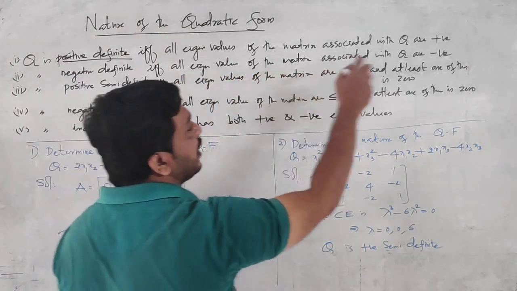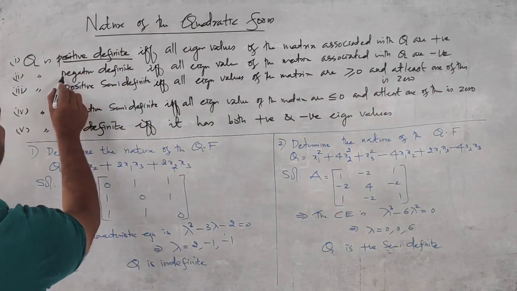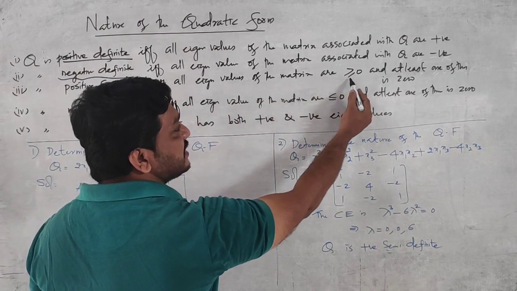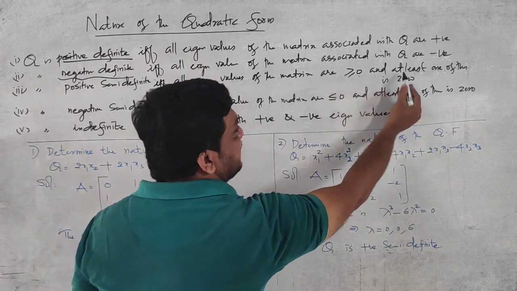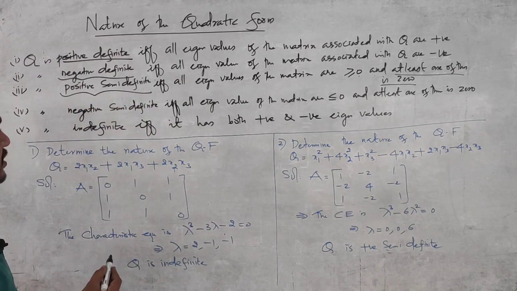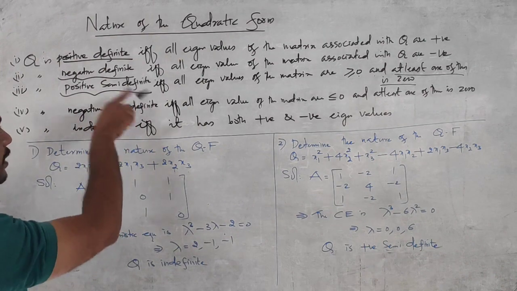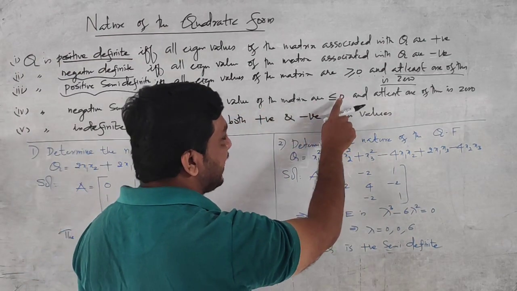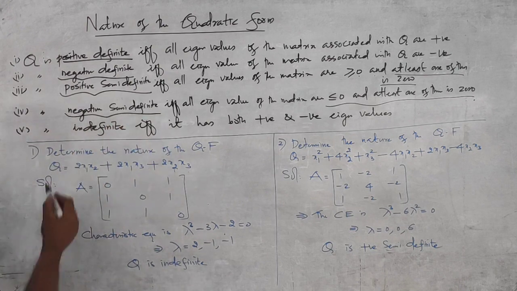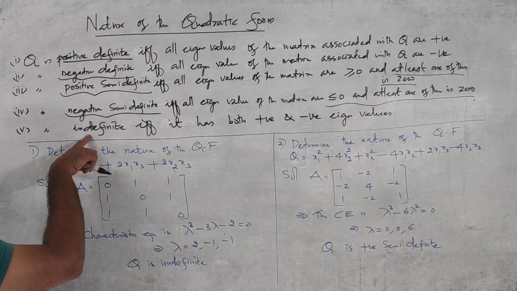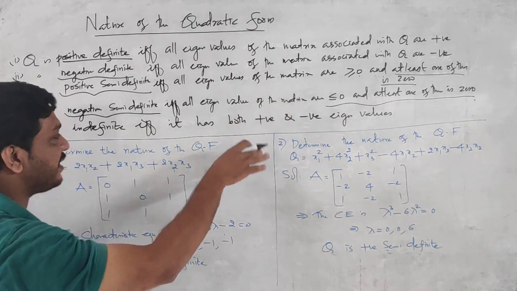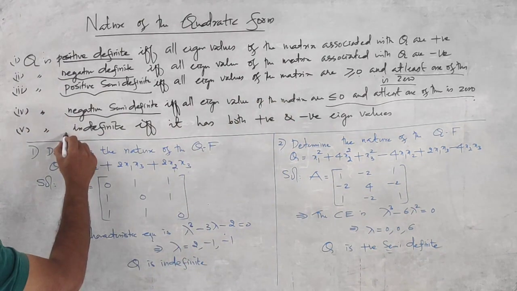If all the eigenvalues are negative, then your quadratic form is negative definite. And if all the eigenvalues are greater than or equal to 0 and at least one of them is 0, then we say your quadratic form is positive semi-definite. And next is negative semi-definite. In the same manner, if all the eigenvalues of the matrix are non-positive and at least one of them is 0, then we say your quadratic form is negative semi-definite. And one more kind is indefinite. That means your associated matrix has some positive eigenvalues and some negative eigenvalues in a mixed manner. In that case you say your quadratic form Q is indefinite.